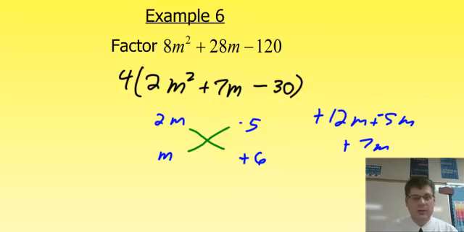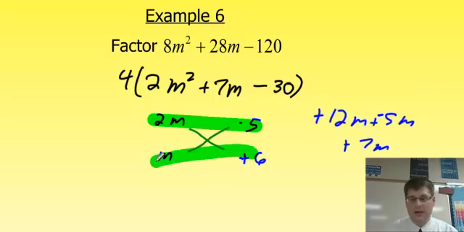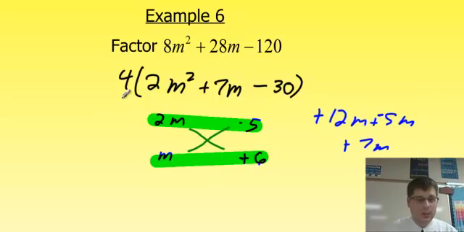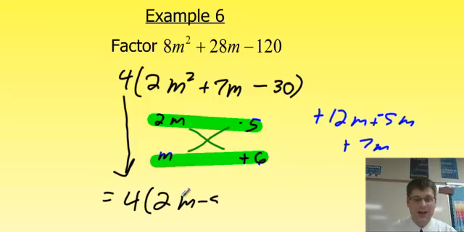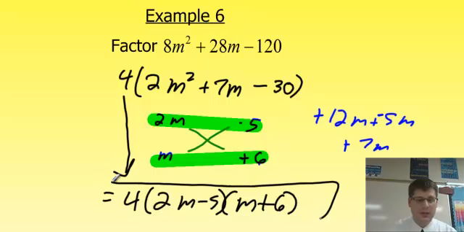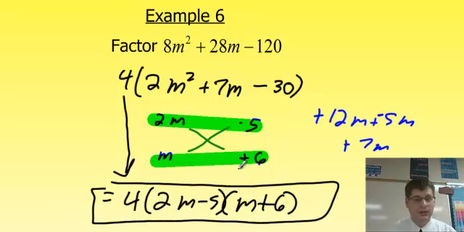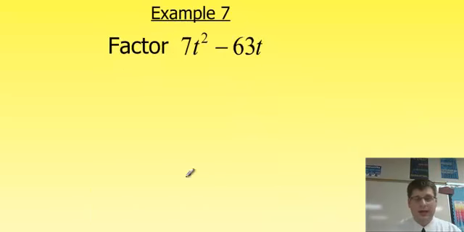Okay, so these, not what I want to do. So this will be a factor, and this will be a factor, but don't forget to include your GCF. So it's going to be 4 times 2m minus 5 times m plus 6. And we box that in, and those are our factors.